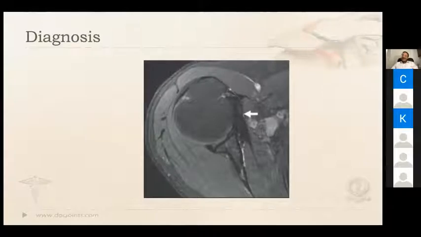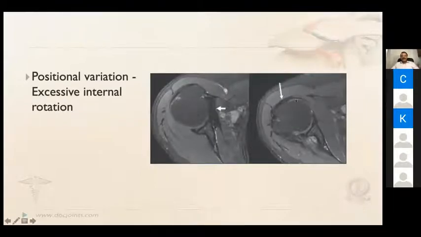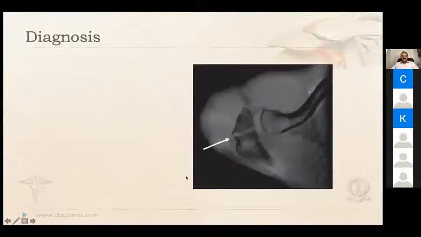So actually, it is a normal subscapularis. It is a positional problem with MRI. The same patient, when you externally rotate, this is taken in excessive internal rotation of the shoulder. So when the shoulder is externally rotated, it becomes like what it normally should be. So that is something you should have in mind. It's not an abnormal finding.